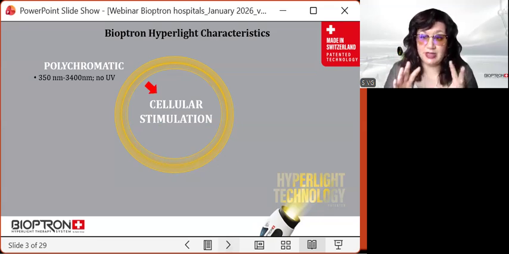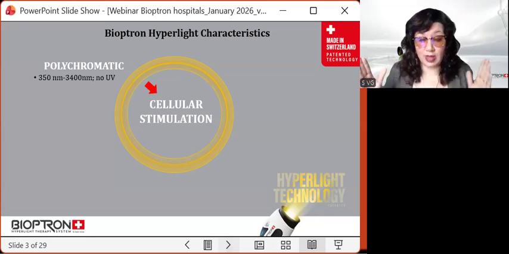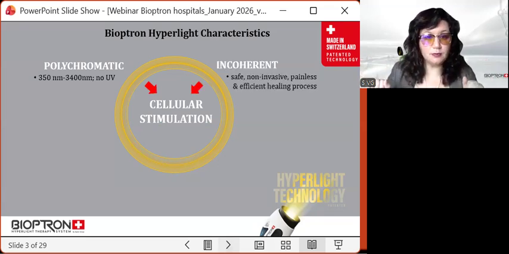This is very important because it does not contain UV. Bioptron devices do not provide UV, but they provide all the visible spectrum, so all the light that our eyes are able to see, plus infrared, which is very important because it provides a very wide range of wavelengths.